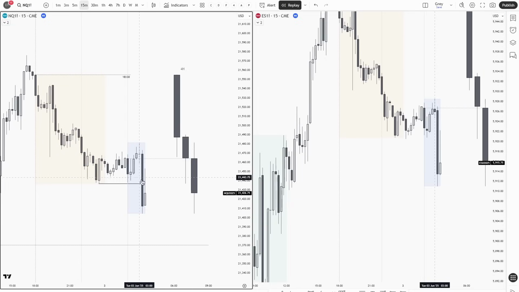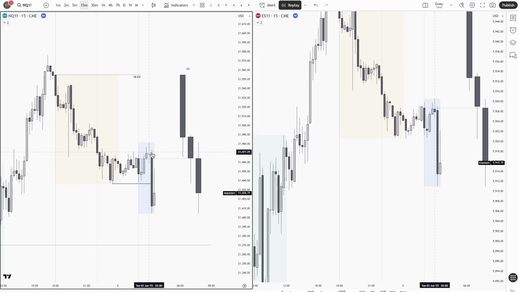Now in the 3am candle, we have taken that low. Now we need a closure above the consecutive series of down close candles. In this case, we have one candle, so we need a closure above that to make sure that the wick up this candle and the daily candle is printed and that we get on side with the distribution.